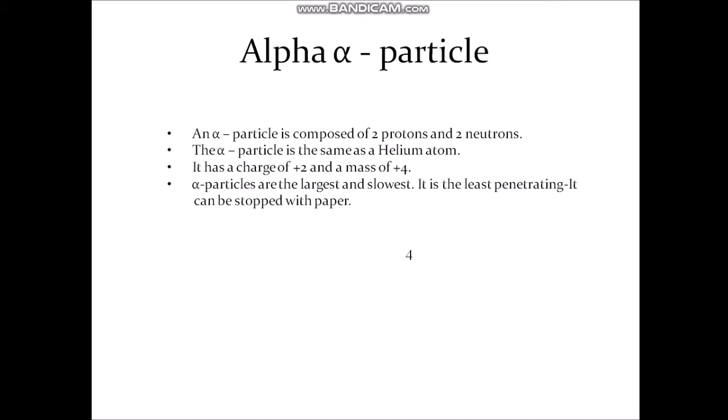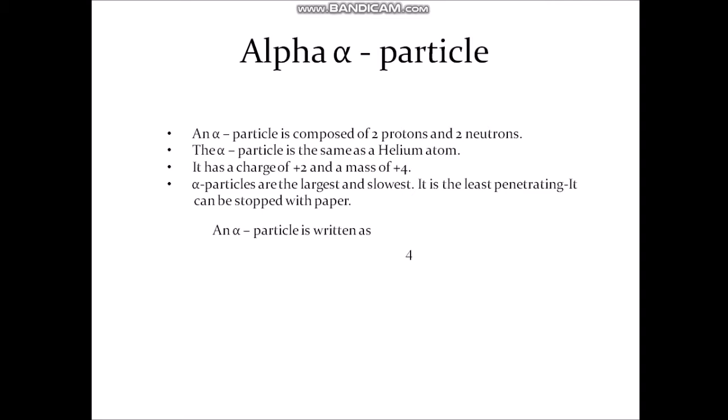Alpha particles are the largest and the slowest. Why? It is as big as a helium atom and has the least penetrating power. In other words, it can be stopped by paper. It can also be stopped by skin or your hand. That is how alpha particles are the least penetrating.